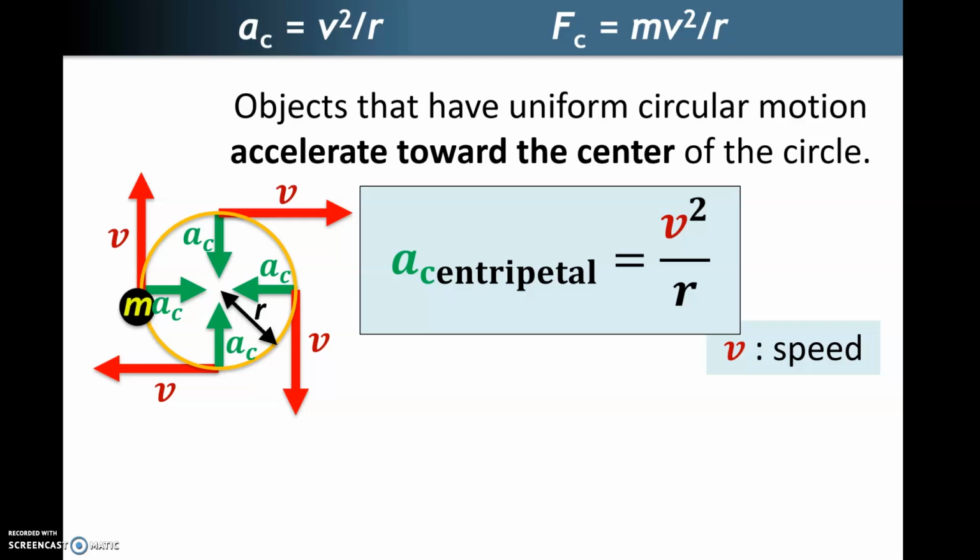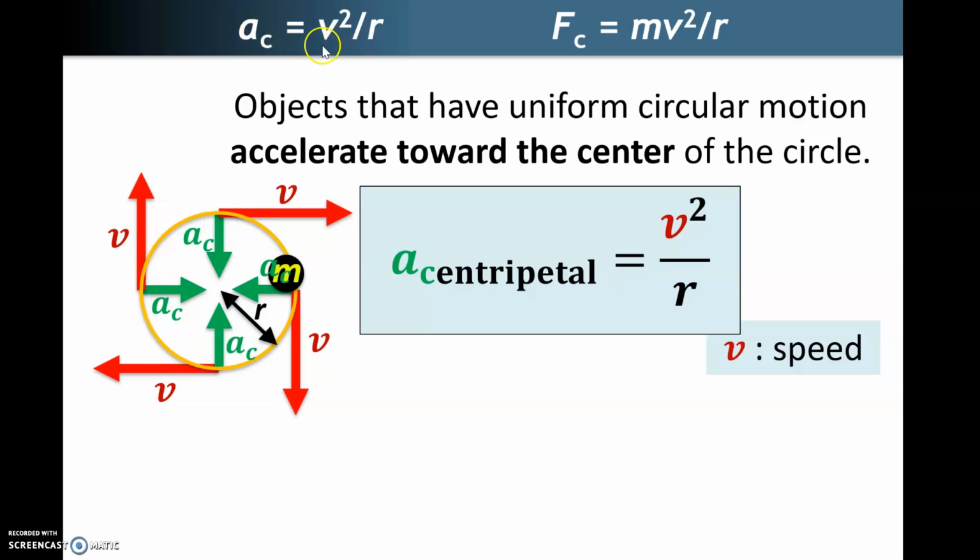So our vector analysis is going to be that the velocity is tangent to the circle, represented by these red arrows, and your acceleration is always directed towards the center of the circle, which is summarized by this term centripetal, which means towards the center. So A sub c is going to be centripetal acceleration toward the center of the circle.